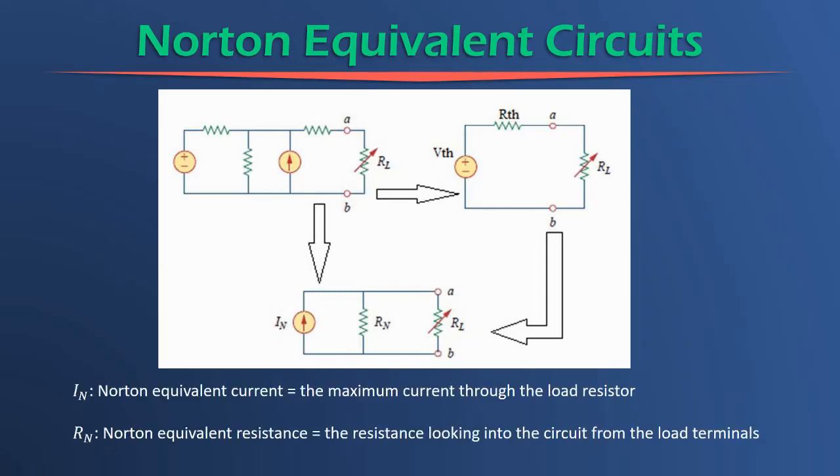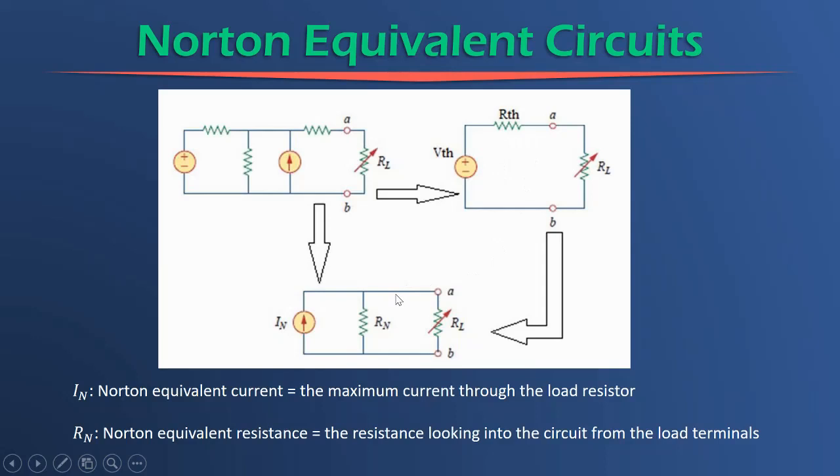Now, what is IN? IN is known as the Norton equivalent current. This is defined as the maximum current through the load resistor. Rn, on the other hand, is known as the Norton equivalent resistance, which is the resistance looking into the circuit from the load terminals.